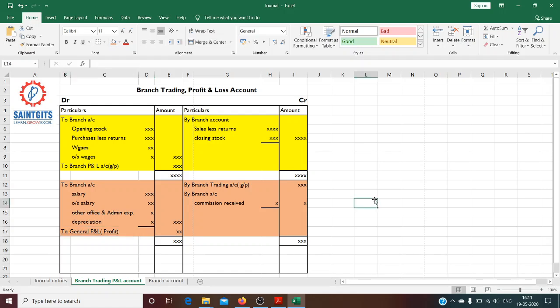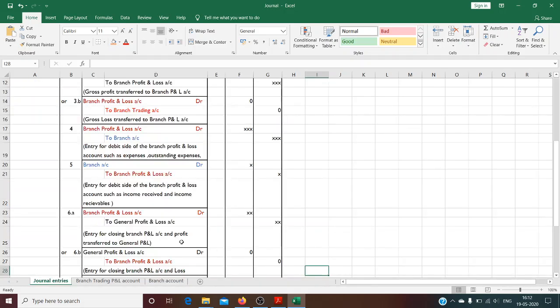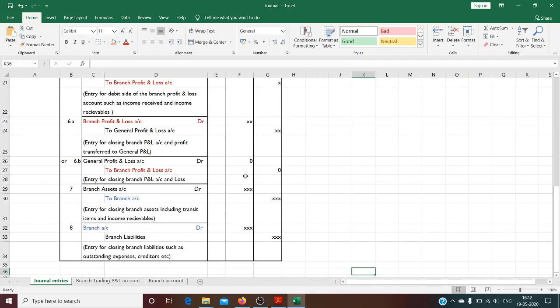Now the other entries which are affecting the branch account. Once again I am telling that for getting the profit amount, that profit amount won't be affected in branch account. Only direct expenses, direct income, indirect expenses, indirect income. Now other entries which are affecting the branch account are the closing assets as well as closing liabilities.